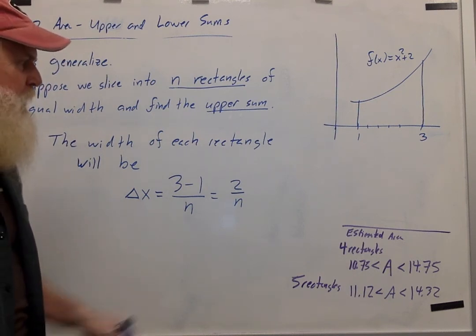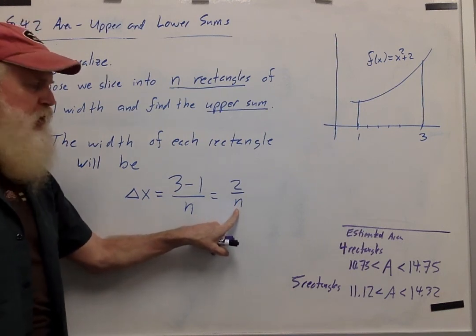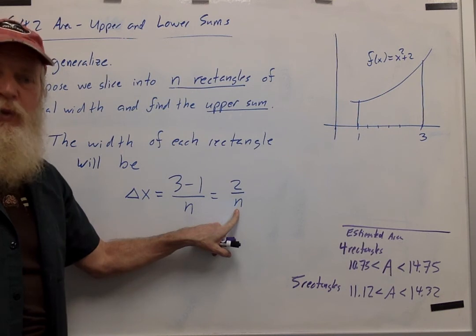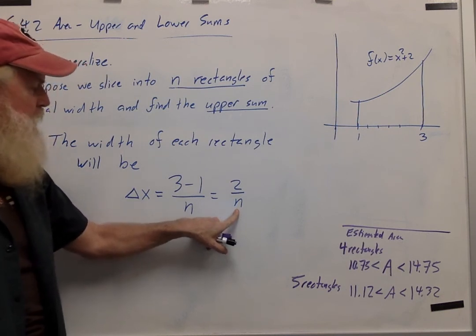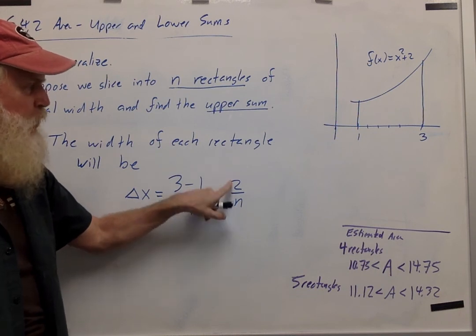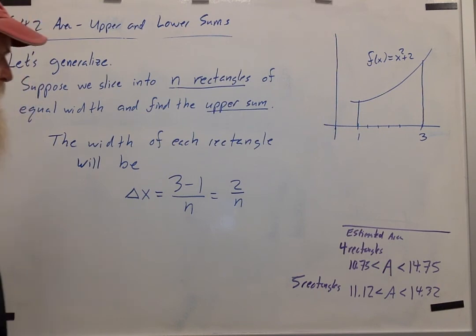Now to compare back with the examples we did before, if n is equal to 4, then the width is 2/4, or 0.5, which was the width for 4 rectangles. And when we used 5 rectangles, we had a width of each rectangle being 2/5, or 0.4. So this formula agrees with the 2 examples that we've done so far.